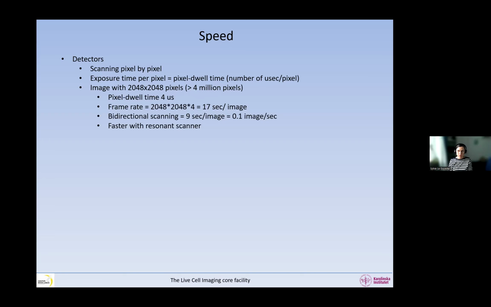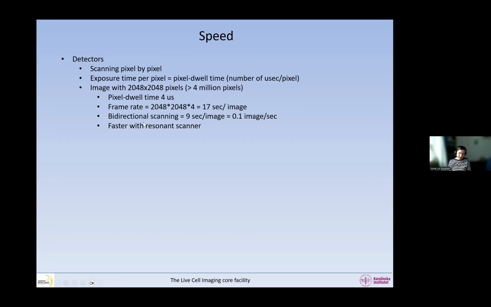If now we choose to use the bidirectional scan, which is possible on all single point confocal microscopes, you have the possibility to scan in 2 directions, then you will pretty much divide the scan time by 2. And so you will go much faster. And I also show here how many images per second, 1/10 of an image per second, because this is the way I will compare with the other systems.